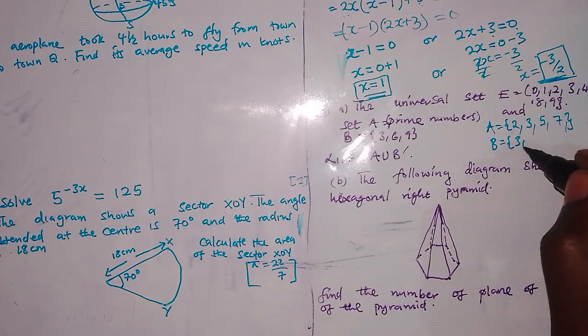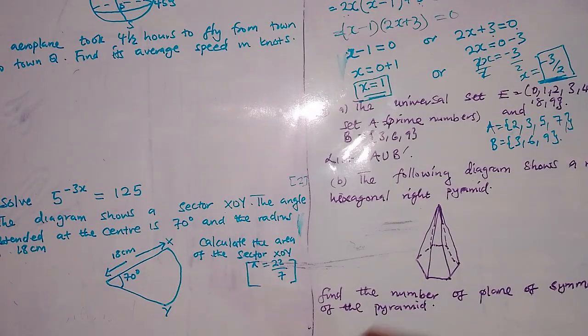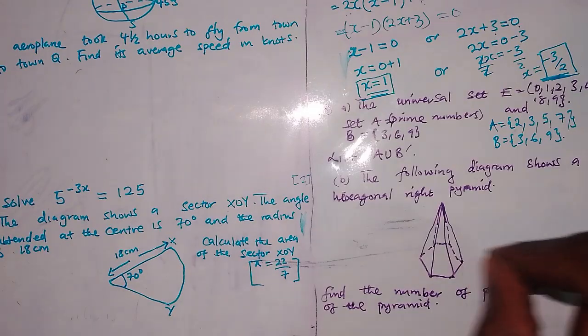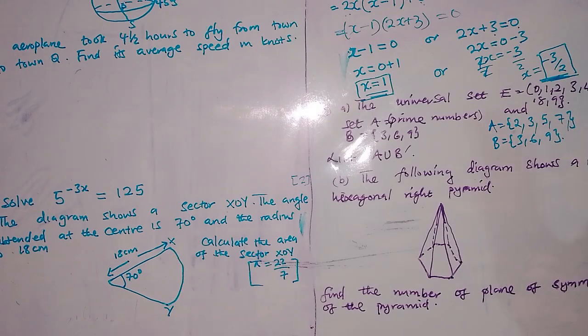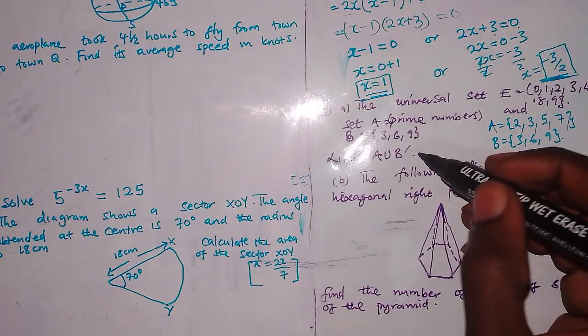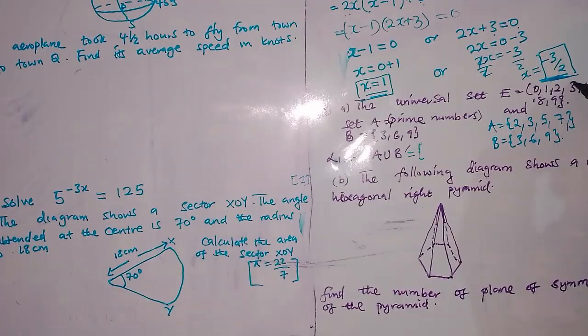3, 6, 9. So now they want us A union B complement. So they want us to join numbers which are not in what? In set B. So how can we list numbers which are not in set B? So you say A union B complement therefore is equals to, you cancel out 3, you cancel out what? 9, and you also cancel out what?